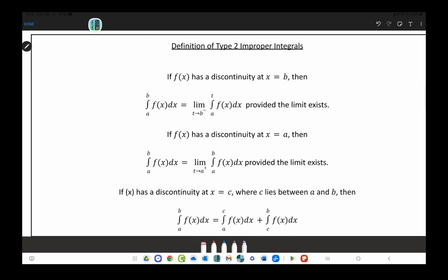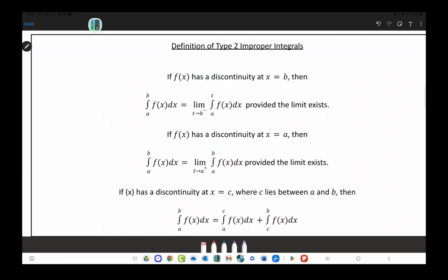Or there's a value c such that you have a type of discontinuity between your bounds. If that's the case, then you do need to separate your integrals from a to c, then c to b. If your upper limit has the discontinuity, then we're going to take the limit as t goes to b from the left, because it's the upper limit. It's going to be on the left of that value. If the lower limit has a discontinuity, it's going to be as t approaches that lower value from the right, because, again, it doesn't exist on the left within those bounds.